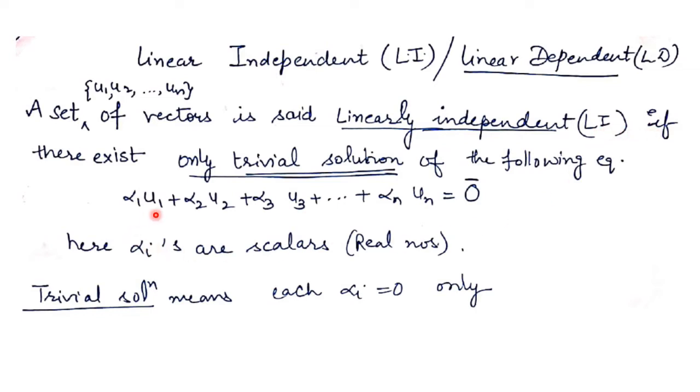we take the linear combination of these vectors. Linear combination means alpha 1 u1 plus alpha 2 u2 plus alpha 3 u3 until up to alpha n un, equate it to be the null vector, right? So you will get n equations. Simplify these n equations. Here the unknowns are these scalars alpha 1, alpha 2, alpha 3 and up to alpha n.